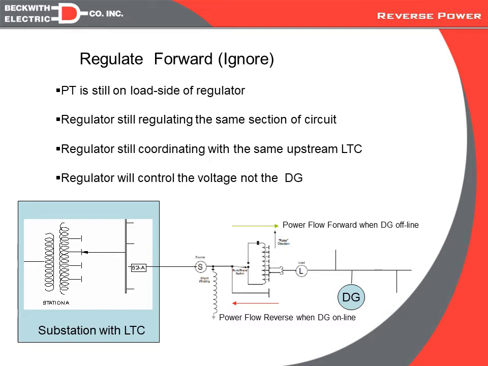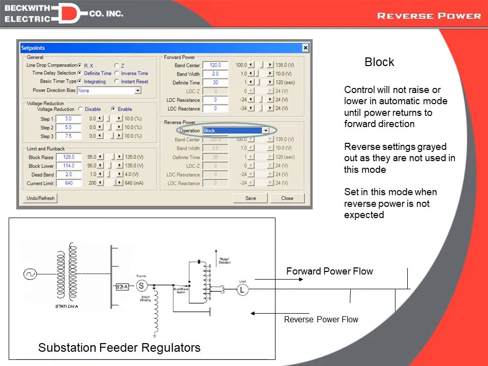So, in summary for ignore, the PT is still on the load side of the regulator. And that's the first question you always have to ask yourself in a reverse power mode: is the source side of the regulator still the source side and the load side still the load side? And in this case, the answer is yes. We're still regulating the same piece of circuit, and if we don't have any line drop compensation, then we're fine to go with this particular mode.